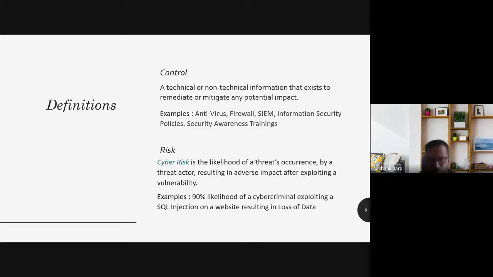Okay, so what is a control? A technical or non-technical information that exists to remediate and mitigate any potential impact. Okay, it's actually a non-technical information asset. The asset is missing there. Examples could be an antivirus, a firewall, the SIEM. It could be even policies and procedures, or even security awareness trainings. These are controls, right? Now comes risk.